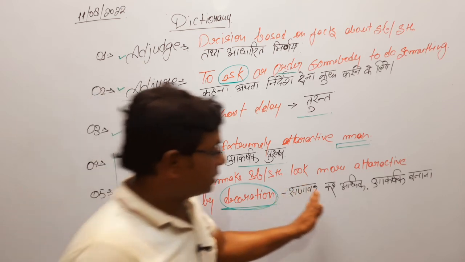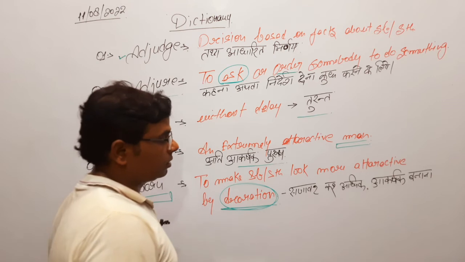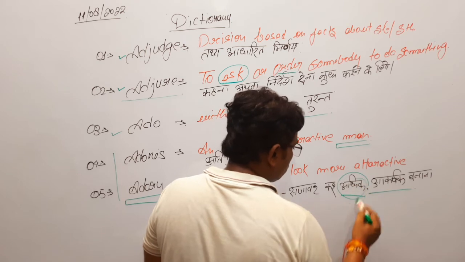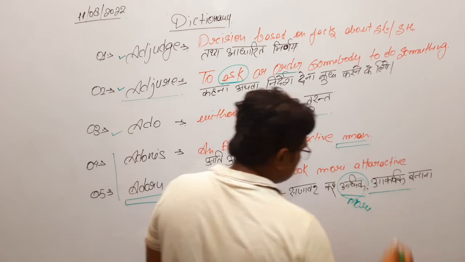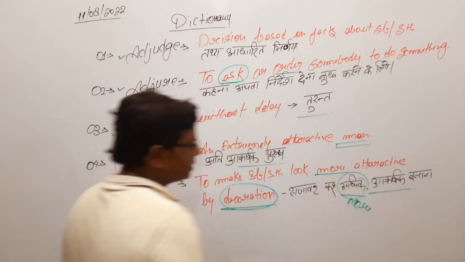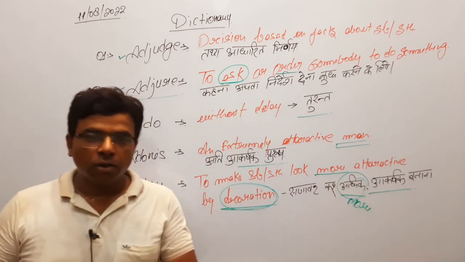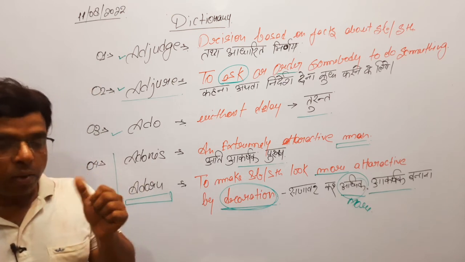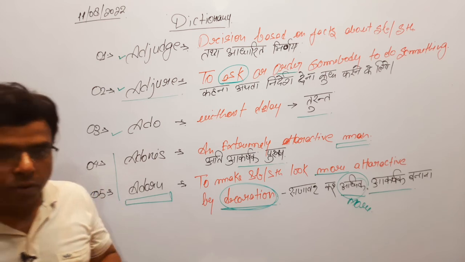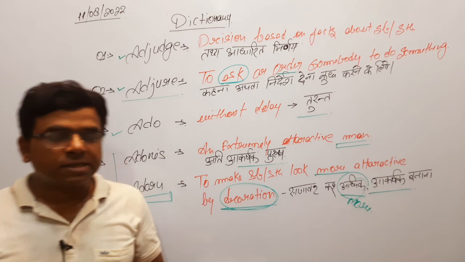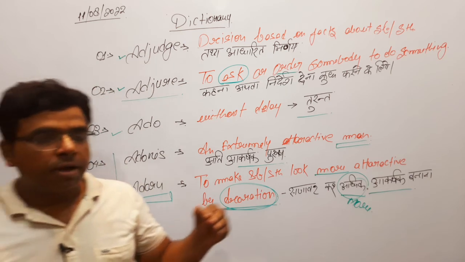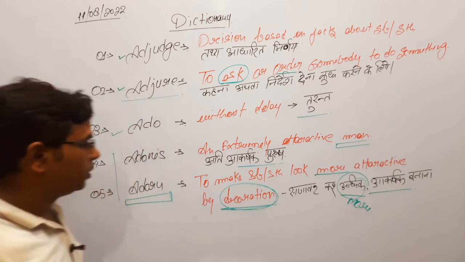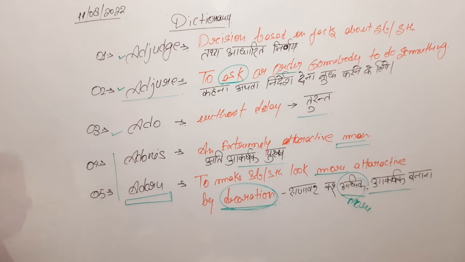In Hindi, सजावट कर अधिक आकर्षक बनाना. वो पहले से ही आकर्षक है, हम क्या कर रहे हैं, अधिक आकर्षक, more attractive. सजावट कर अधिक आकर्षक बनाना. The room should look more attractive. The wedding ceremony preparation should look more attractive. You must look more attractive than my friend's wife. This kind of comparative degree is used over here to make somebody or something look more attractive by decoration.